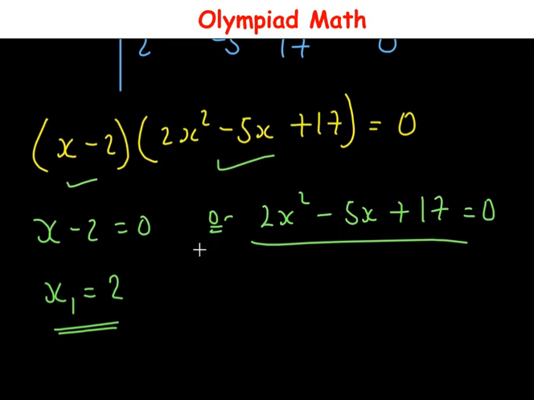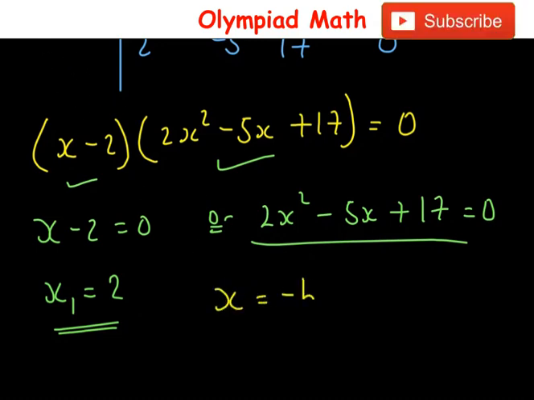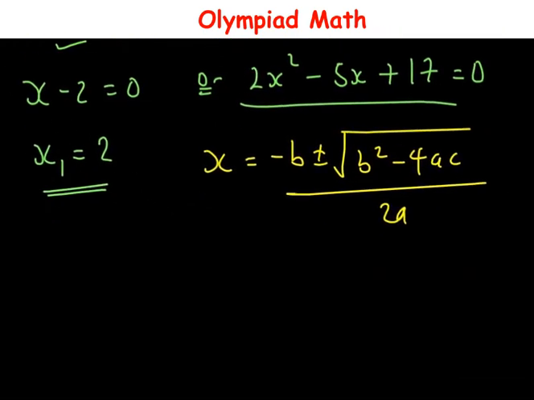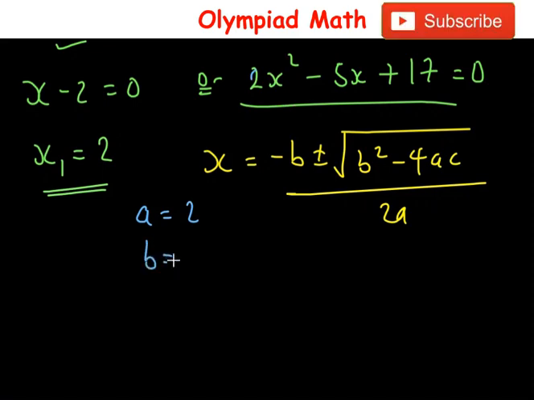For this other equation, we are going to solve it making use of the quadratic formula. The formula is given by x is equal to minus b plus or minus square root of b squared minus 4ac, all over 2a. In this case, the value of a is the coefficient of x squared, which is simply plus 2. The value of b is the coefficient of x, which is minus 5. The value of c is the constant, plus 17.